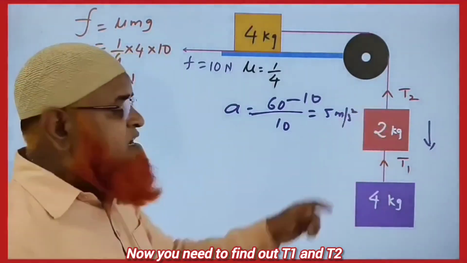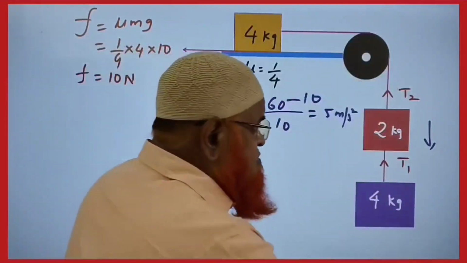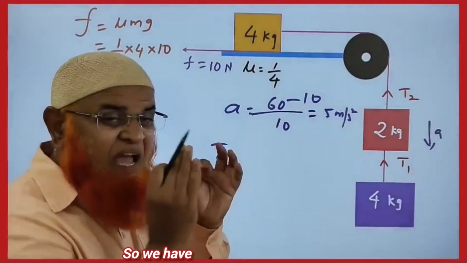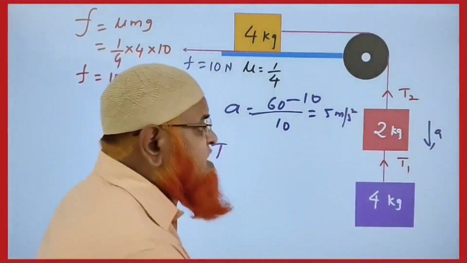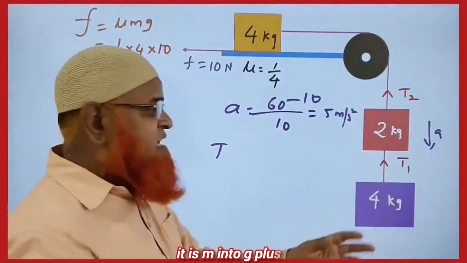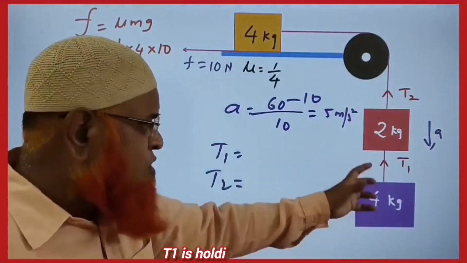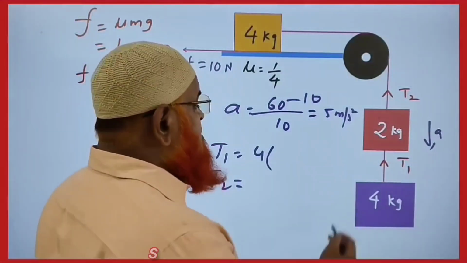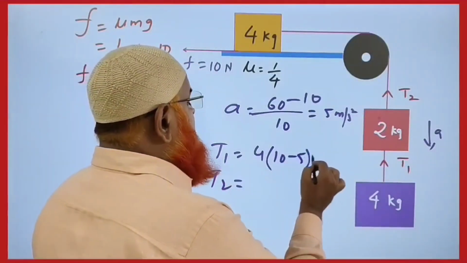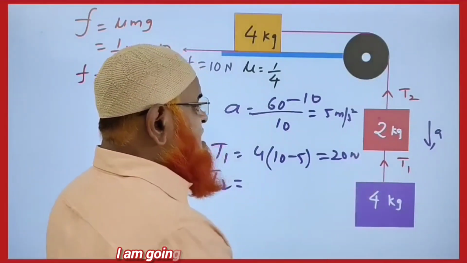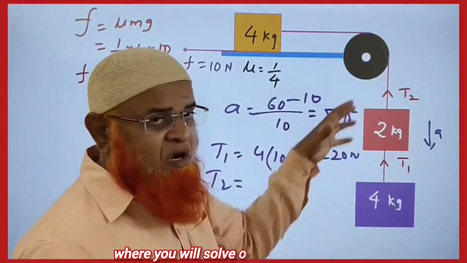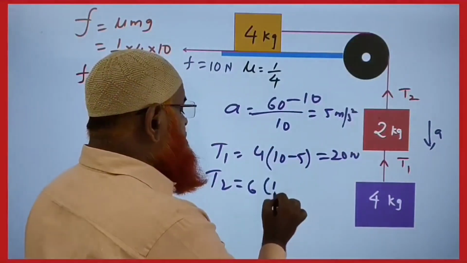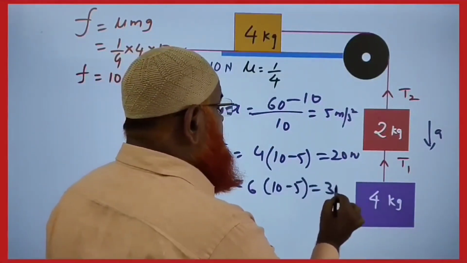Now you need to find out T1 and T2. These bodies are moving downward with an acceleration, so we have to write m into g minus a. If they were going upwards, it would be m into g plus a. Now, my dear students, T1 is holding only 4 kg. So we write 4 into g minus a because it's coming downwards. So 10 minus 5, which is 4 into 5, 20 newtons. Whereas T2 is holding 2 plus 4 combined together, which is 6 here. 6 into 10 minus 5, which is nothing but 30 newtons.